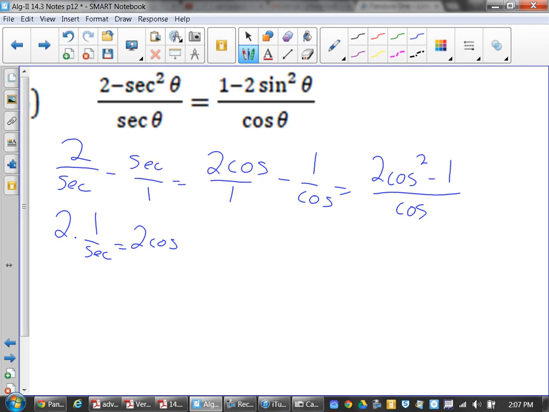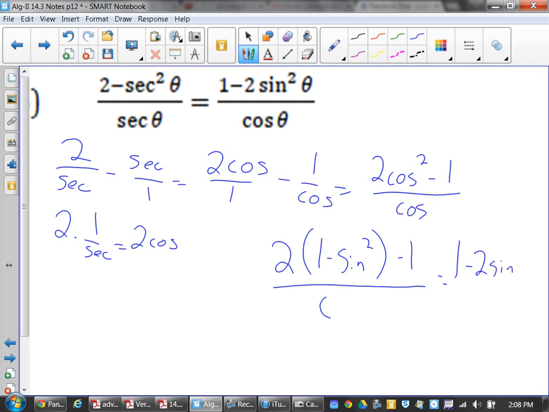So now you have 2 times 1 minus sine squared minus 1 over cosine, which is 2 minus 2 sine squared minus 1. So you get 1 minus 2 sine squared all over cosine. No, I got lazy. There, I didn't get lazy.